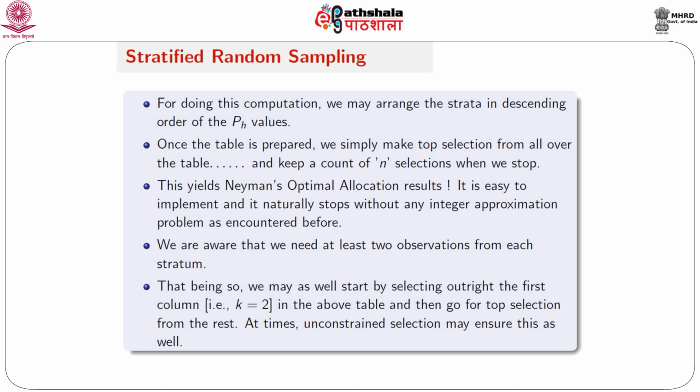So we just write a two-way table and we start making the top selection from all over the table, keeping a count of small n selections when we stop. This yields Neyman's optimal allocation results. It is easy to implement and it naturally stops without any integer approximation problem as encountered before. We are aware that we need at least two observations from each stratum. That being so, we may as well start by selecting outright the first column k equal to 2 in the above table and then go for the top selection from the rest. At times, unconstrained selection may ensure this as well.